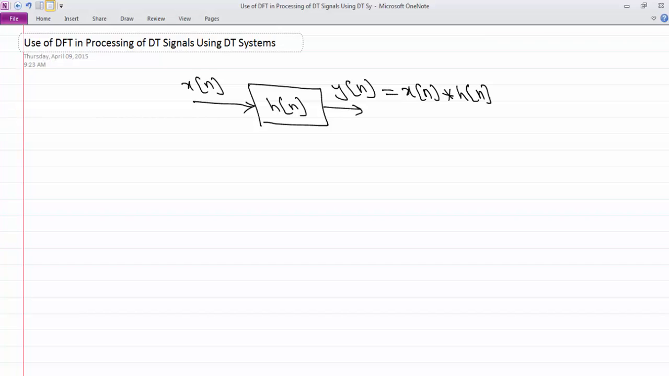Now, if h[n] is a finite length impulse response, let's make the assumption that h[n] is approximately of some length N, and x[n] is approximately a length N signal.